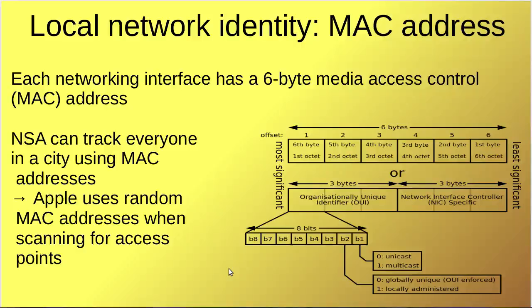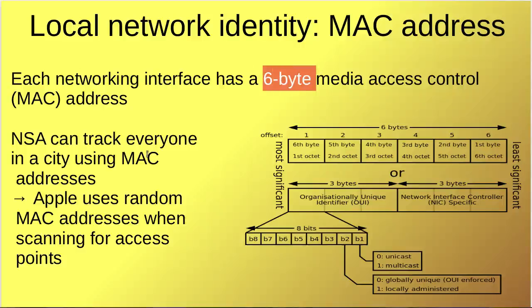So how does local network identity work? You have MAC addresses, and so these are layer 2 addresses. So layer 3, remember, is IP addresses. Layer 2, you have MAC addresses. And each networking interface that you have, so for example, if you have a laptop, it probably has at least two networking interfaces. One would be its Wi-Fi connection, and the other would be its Ethernet connection. If you have a smartphone, chances are you have at least two. One would be your Wi-Fi connection, and the other one would be your Bluetooth connection. And in all of these cases, these are 6-byte, what are called media access control, or MAC addresses.